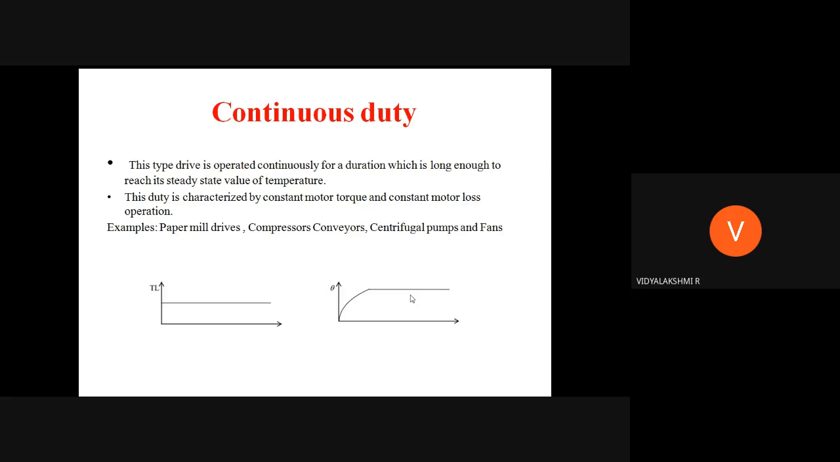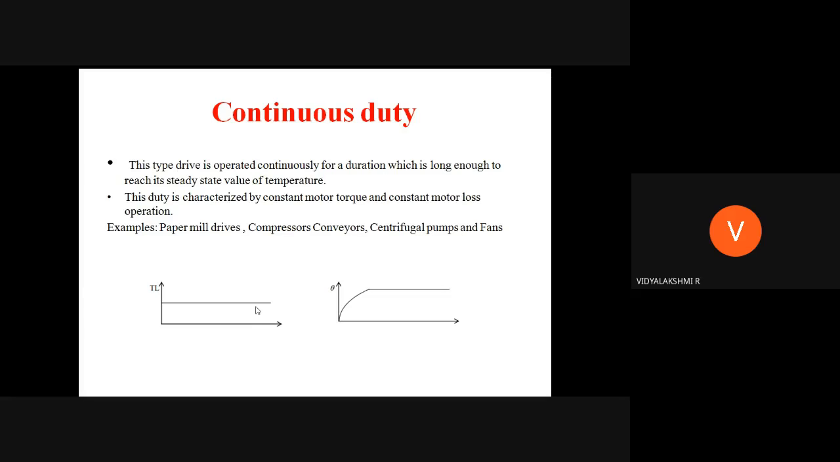Which means I can use my drive in a continuous manner. I cannot stop at any point. Once all my work is done, only then can I switch off my drive into the rest position. Till then I keep working, and I get a constant load torque.